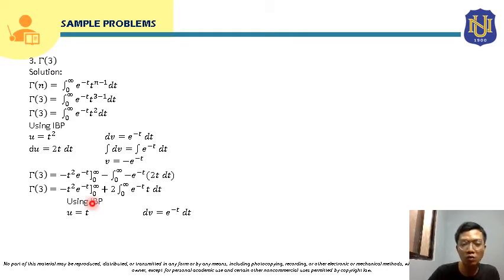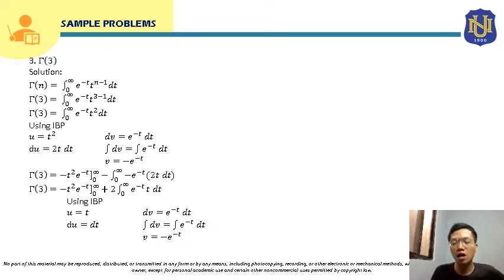So we will put t here, and here in dv we will put the remaining function, which is e raised to negative t, together with dt. Okay, so we will derive u is equal to t, so that will become du is equal to dt. Now we will integrate both sides. Okay, so we can solve for v here. So v is equal to negative e raised to negative t.